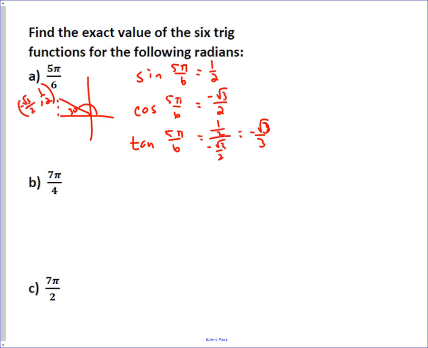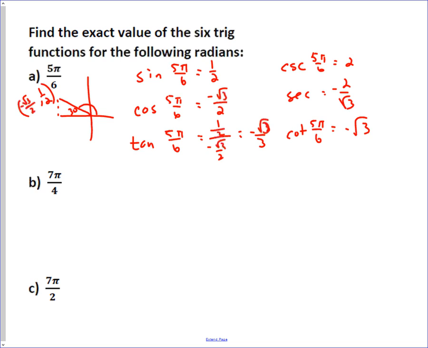So cosecant of 5 pi over 6 equals 2. Secant equals negative 2 over root 3, which you can simplify. And then cotangent of 5 pi over 6 is just going to equal the reciprocal, 1 over negative root 3, which is just negative root 3. And so you can do this just like we've done in the others. If you're doing 7 pi over 4, I'm just going to do the sine, cosine, and tangent, and you can do the reciprocals.